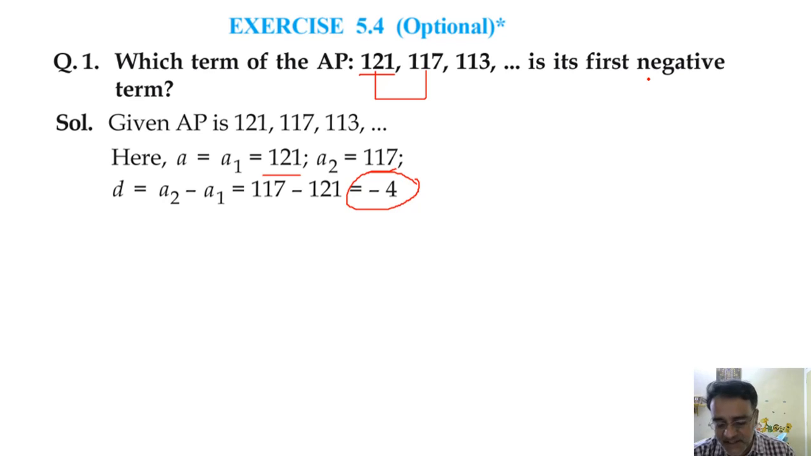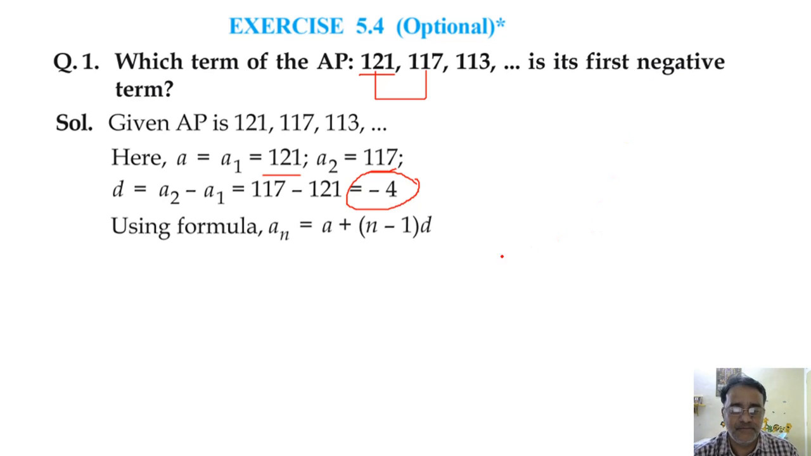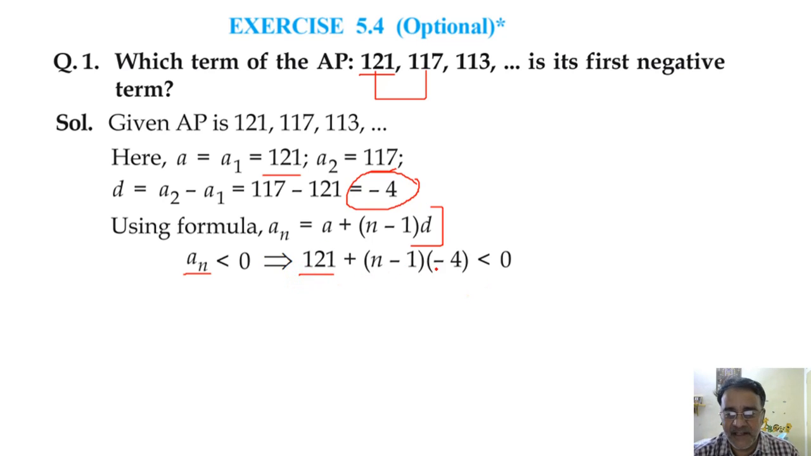So first negative: the value of a negative number is less than 0. So we'll take it as let an be less than 0. And the formula of an is a plus (n minus 1) into d. So we'll start with this one. Substitute a and d here. 121 plus (n minus 1) into -4. Now shift 121 to this side. It will become minus 121.